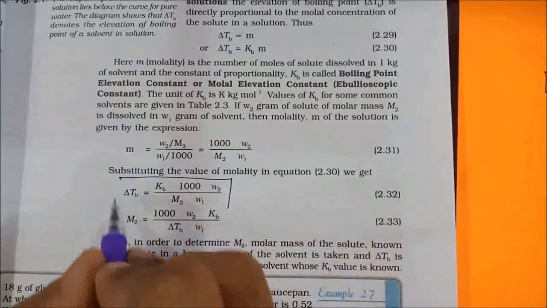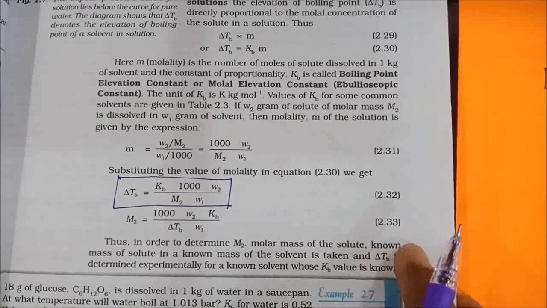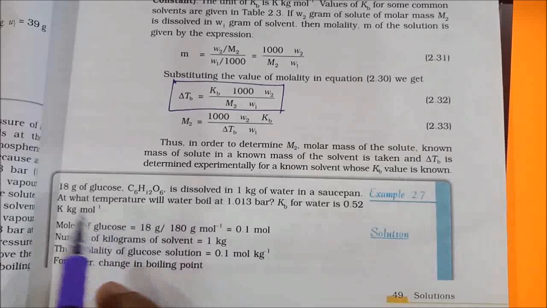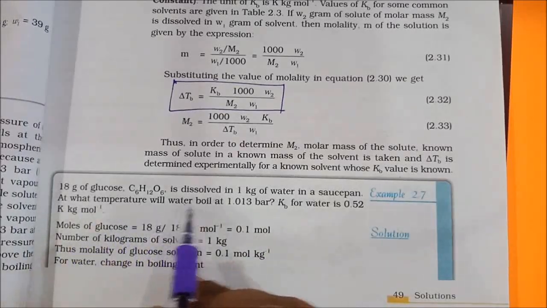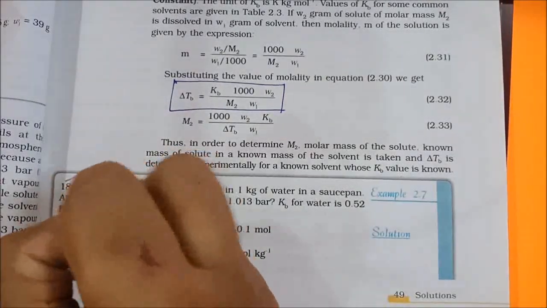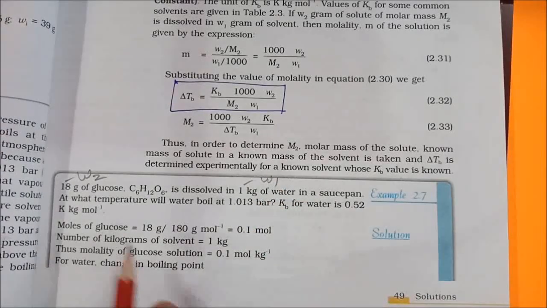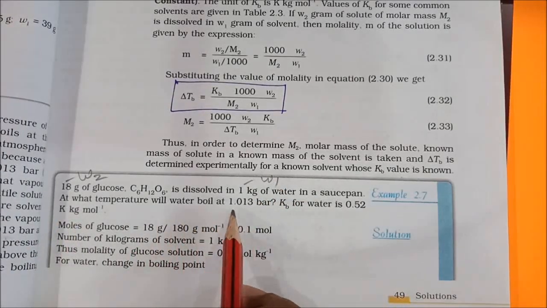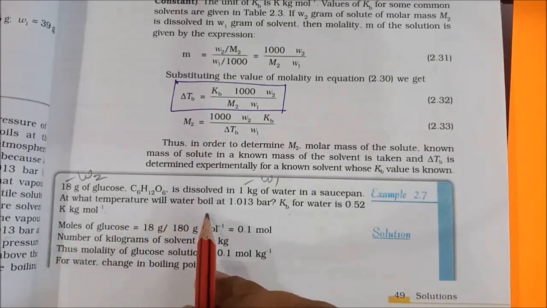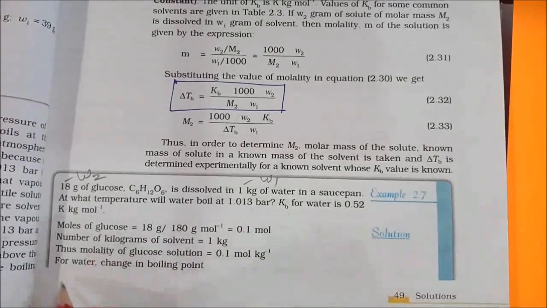This is the basic equation which you have to learn, and questions from these topics are basically numericals. So let us consider one numerical example. 2.7: 18 gram of glucose is dissolved in 1 kilogram of water in a saucepan. So it is W2 because it is solute, and it is W1 because it is solvent. At what temperature will water boil at this bar? KB for water is given here, and this is the pressure. Okay, so let us start.